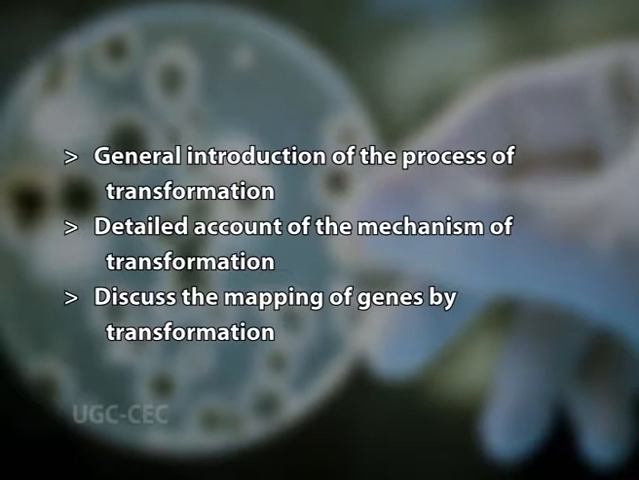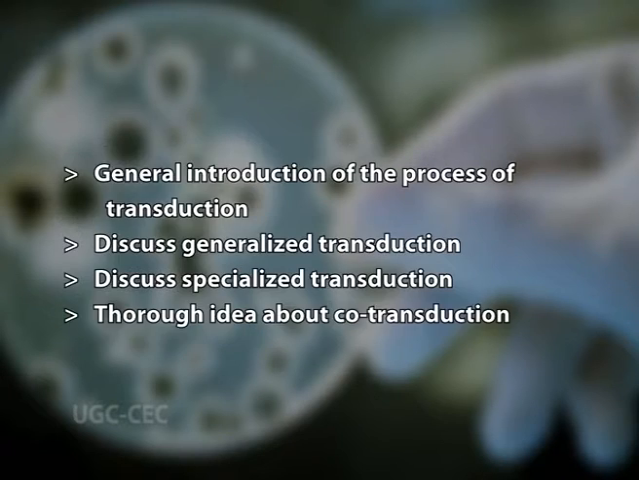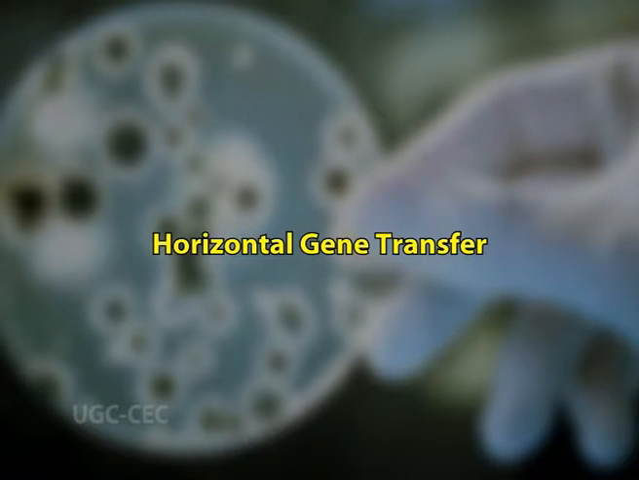Today we are going to discuss bacterial transformation and transduction, in which we will see generalized and specialized transduction. The main objectives of today's topic are to have a general introduction of the process of transformation, to have a detailed account of the mechanism of transformation, to discuss the mapping of genes by transformation, to have a general introduction of the process of transduction, to discuss generalized transduction, to discuss specialized transduction, and to have a thorough idea about co-transduction. Before we start, let's discuss horizontal gene transfer.